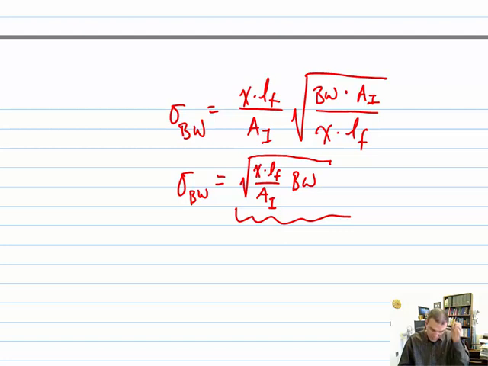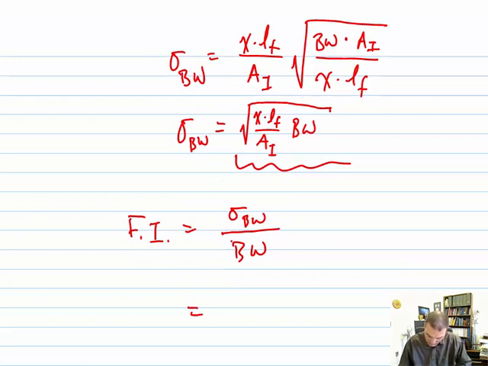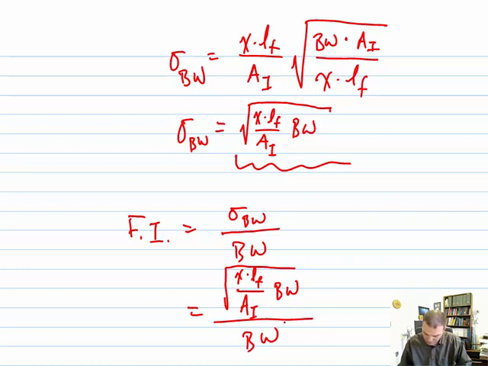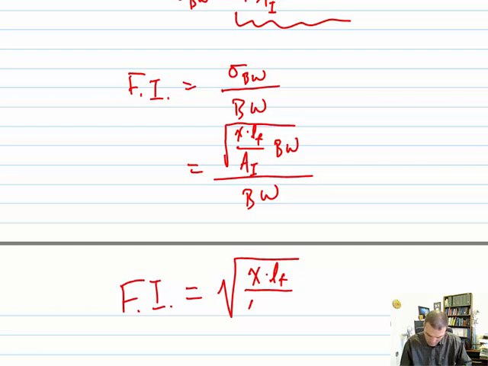Now for our formation index, we need to simply divide this number by the basis weight. So for our formation index, we take our sigma basis weight and divide it by our basis weight. So we end up with the square root of x times the length of the fiber over the area of inspection times the basis weight, over the basis weight. Again, we can simplify this. We simply say that formation index is equal to the square root of x L sub f over A sub I times the basis weight.